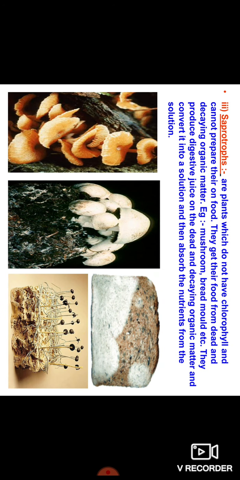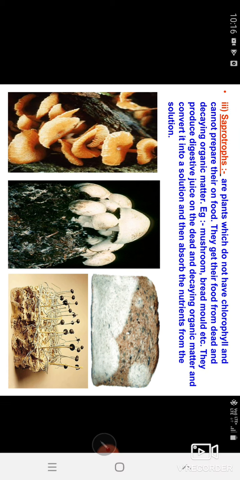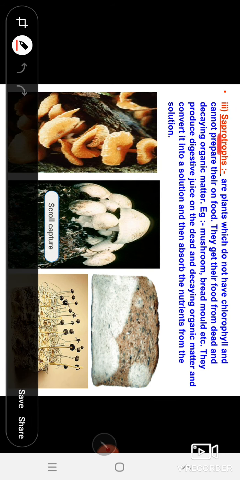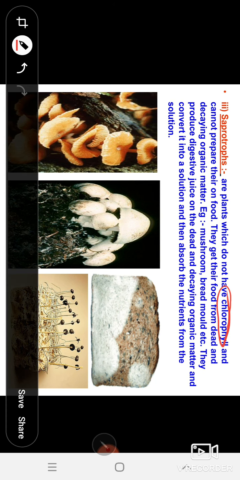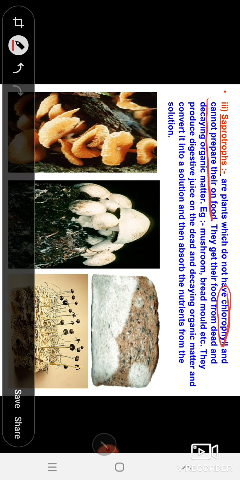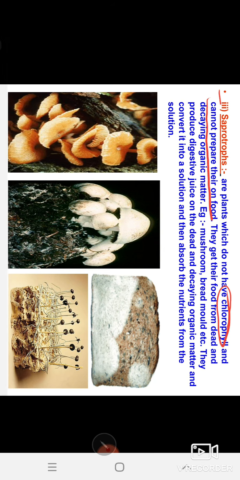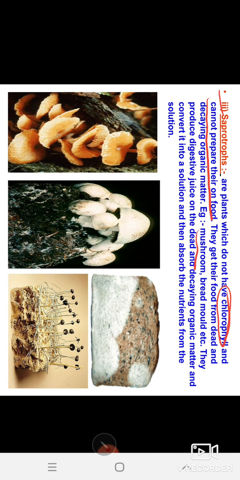Okay, after that, the very important concept is saprotrophs. So, what are saprotrophs? Saprotrophs are plants which also do not have chlorophyll. If chlorophyll is absent, they cannot prepare their own food. Such plants are called saprotrophs. For example, mushroom and also bread mold.